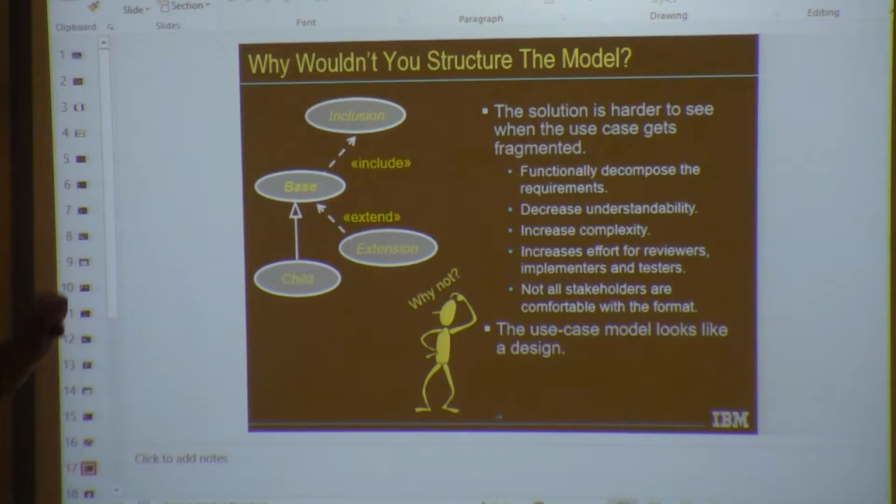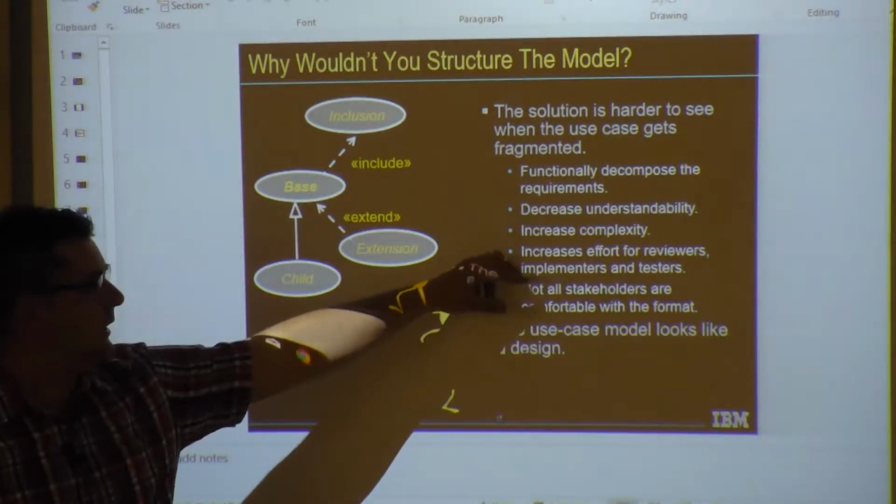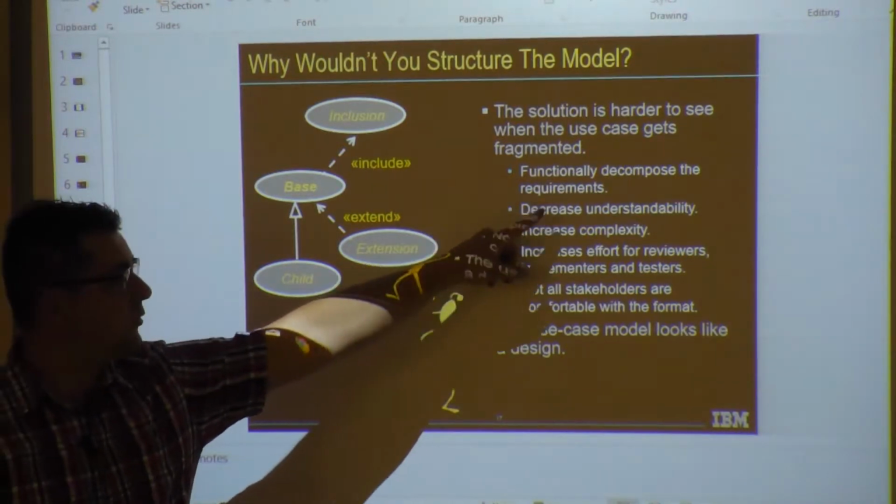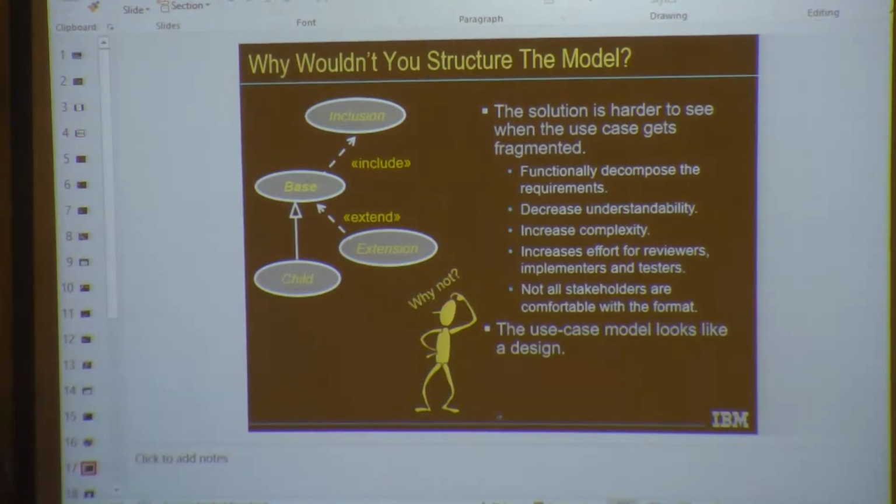There was also a mention about why we should not do this. Why wouldn't you structure this? Because it decreases understandability and increases complexity, since you can then functionally decompose your requirements. It makes it more complex if you take one thing which only happens once and place it in a use case. But if that thing by itself is so complex, then it is possible that you can structure it as a new use case. Okay.